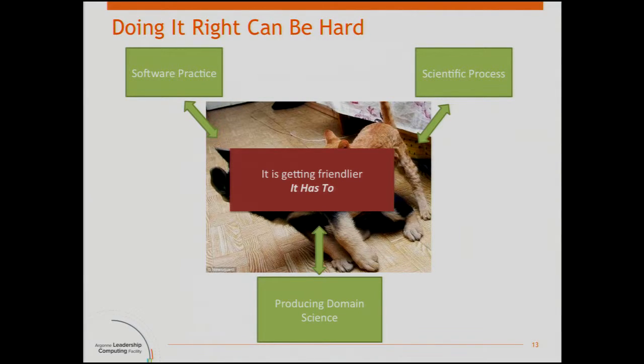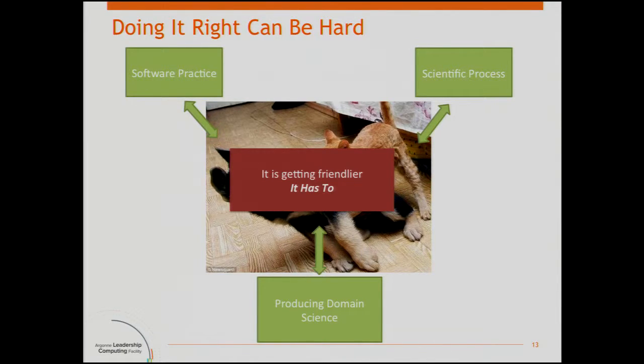But I will say that it is getting friendlier. It's getting friendlier in a lot of different ways, and mostly because it has to, because the complexity of the systems is growing. The ubiquity of using HPC for doing science is growing as well. So there are more large systems on the floor that people can use to do their science, which means that this is confronting more and more people.